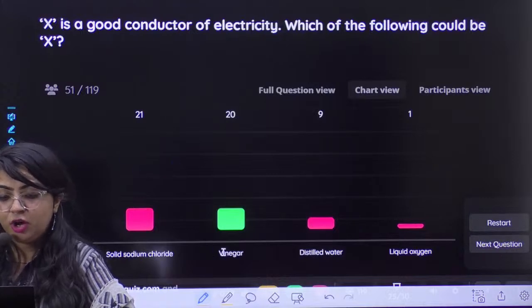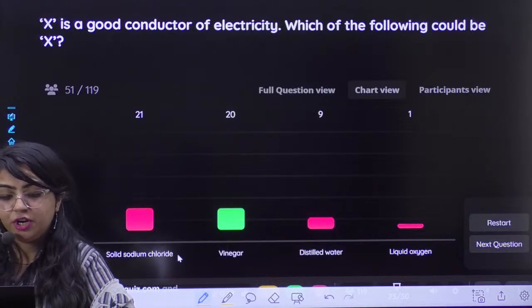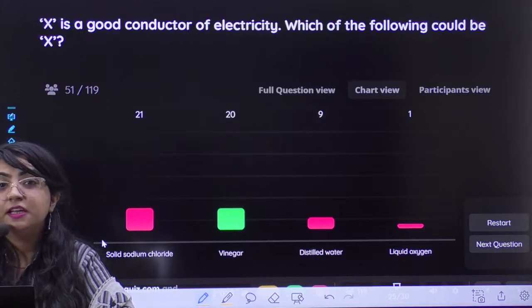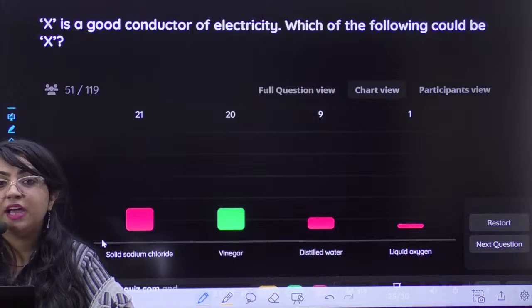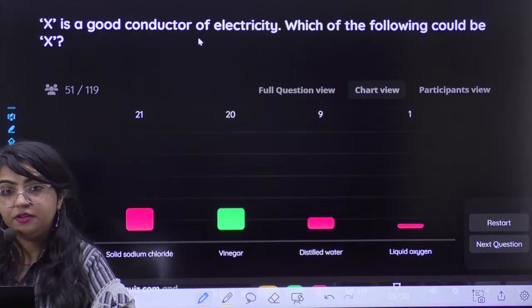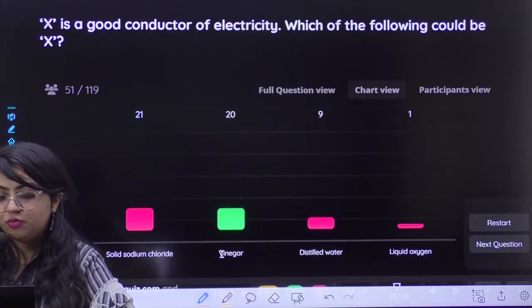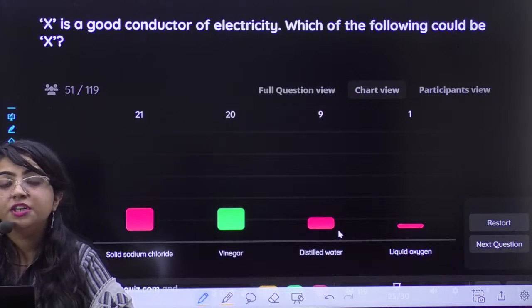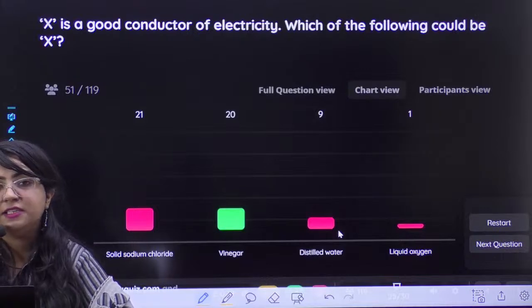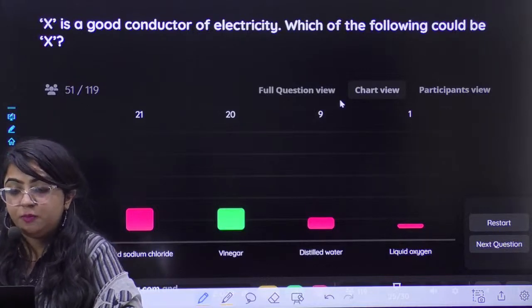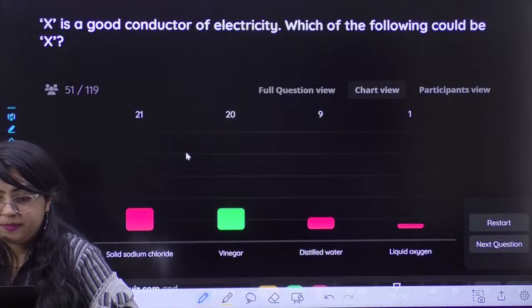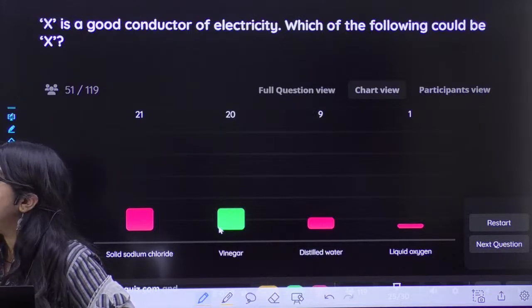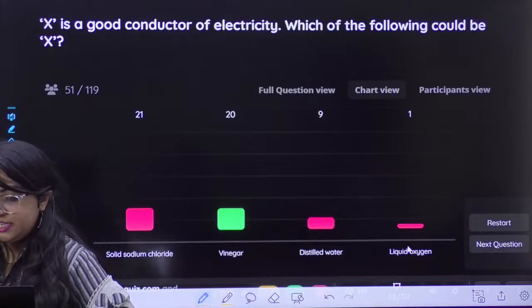So here the correct option is vinegar, not solid sodium chloride, because conduction is not possible in solid states. There should be a liquid and it should have ions for the conduction. So the correct option for this question is vinegar, not solid sodium chloride and distilled water. Distilled water is always free of ions, so it can't be the correct option anyway. I hope the reason is clear to all. Now the next question.